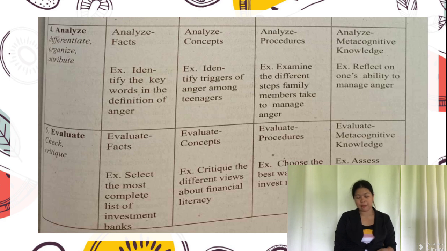They will be able to examine the different steps family members take to manage anger. So they will organize again. Now the last category is the metacognitive. They will analyze the metacognitive knowledge. For example, they will reflect on one's ability to manage anger. So they will organize or attribute one's ability to manage anger.